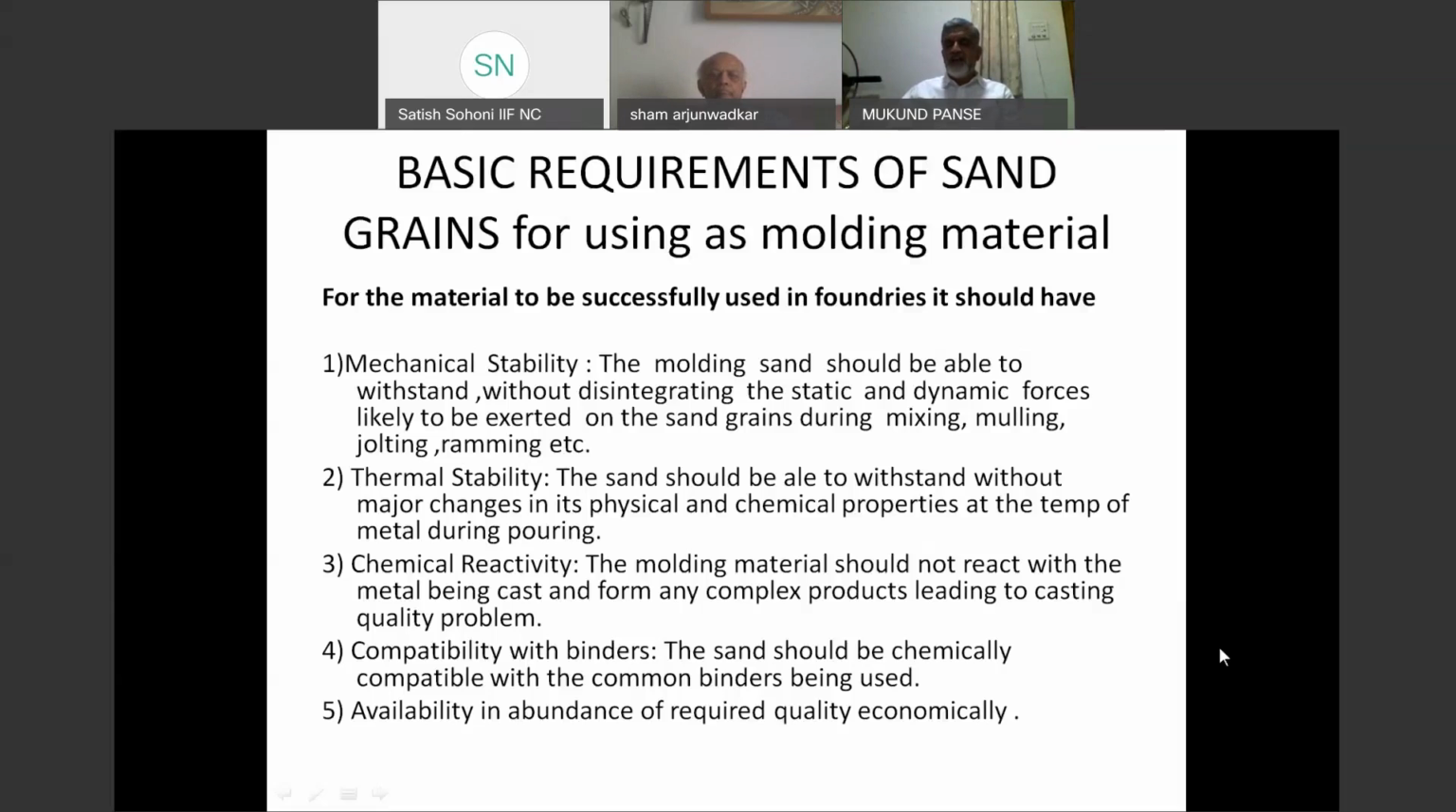Then the sand grain should be compatible with the binders. Sand you are mixing with various binders, so it should be compatible so that you get a good mix of sand. And naturally, it should be available in abundance, economically and geographically also at various places. That's why silica sand satisfies most of these needs, and hence it is used extensively.